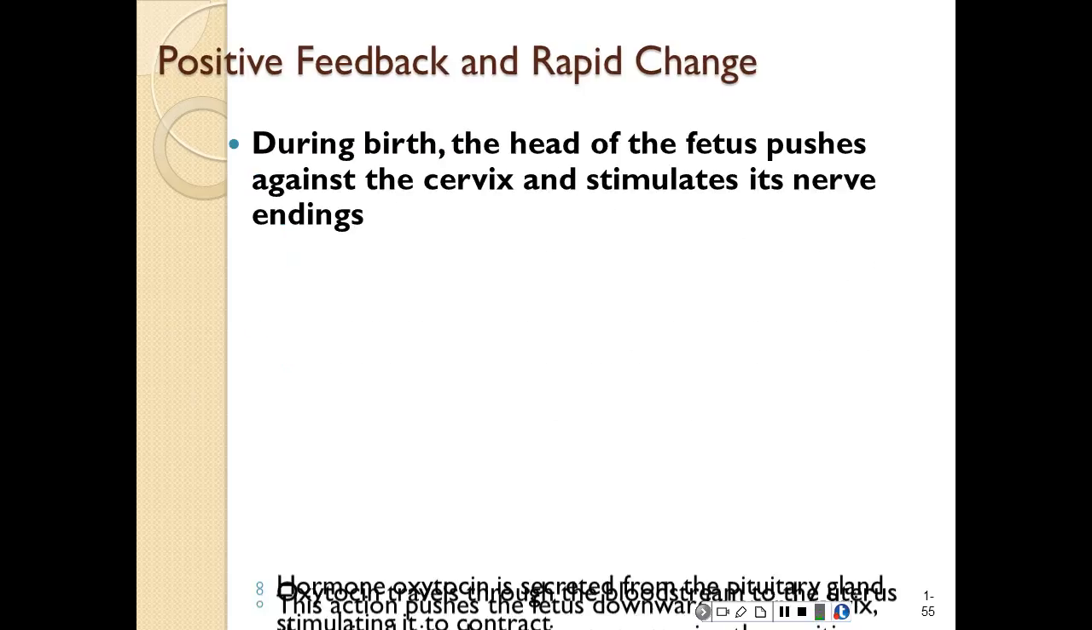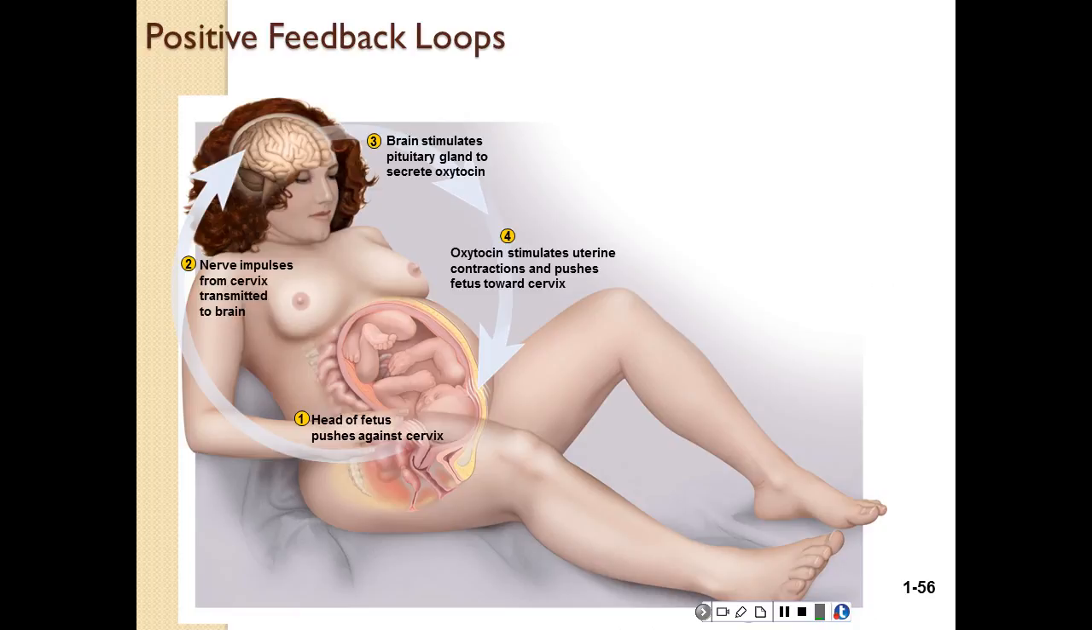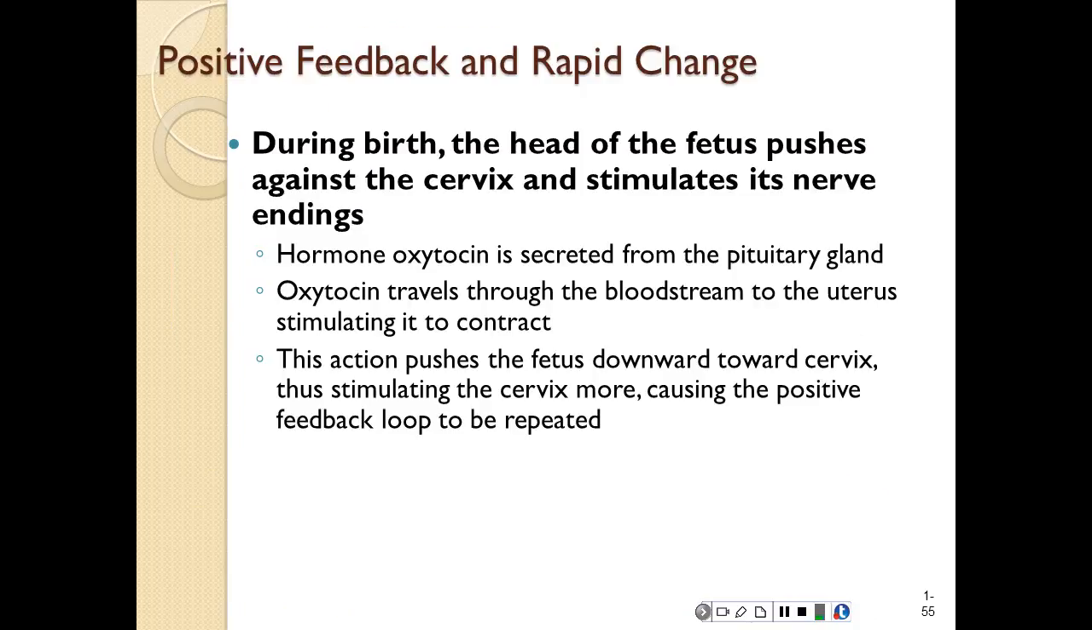Now, during childbirth, what happens there? Let's read it through, and then I'll go through it again. During childbirth, the head of the fetus is going to push against the cervix. It's going to stimulate the nerve endings that are there. We have this particular hormone called oxytocin that's going to be secreted by the pituitary gland. And when this oxytocin gets to the uterus through the bloodstream, it's going to stimulate contraction.